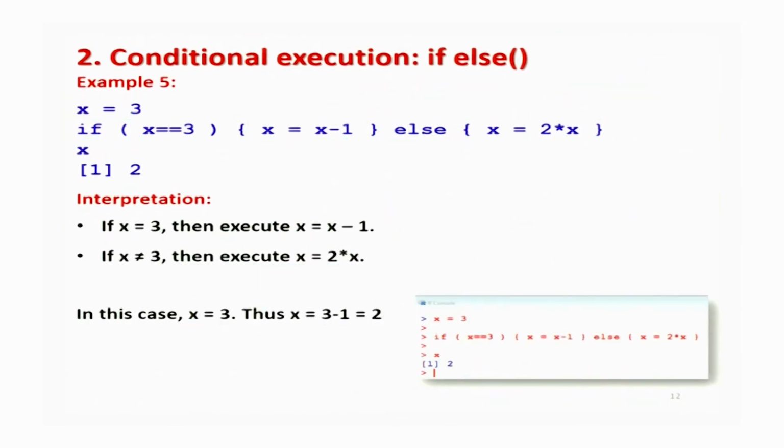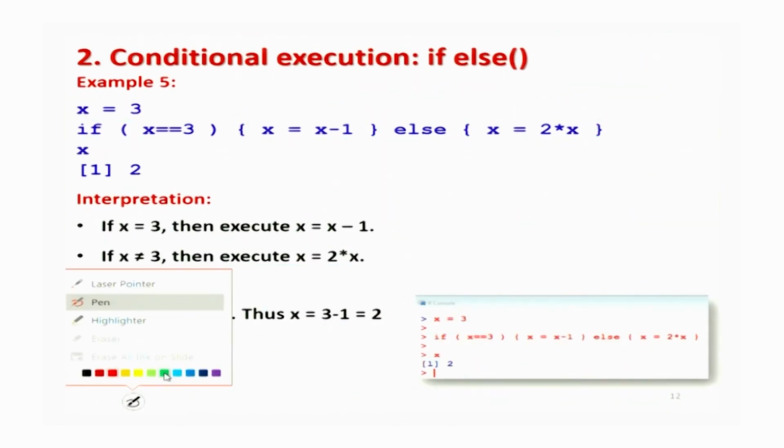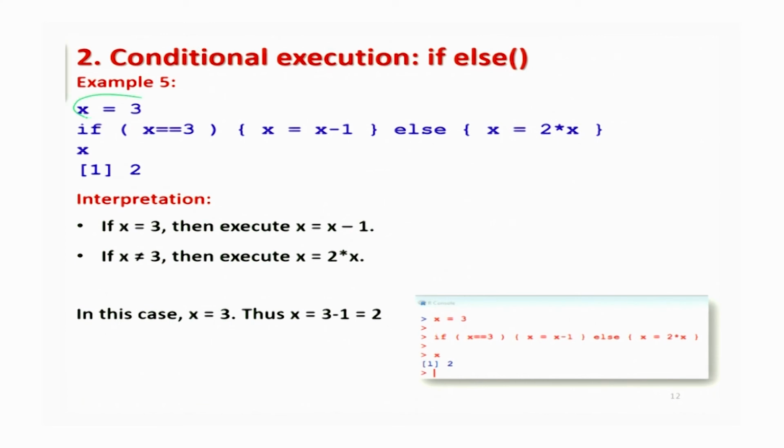Exactly this is the same thing which I just explained on the R console, that you take x equal to 3, and then if you operate, because x equal to 3 is now true, this is going to be operated, and x will be replaced by 3 minus 1 is equal to 2, and then you get an outcome 2, right.